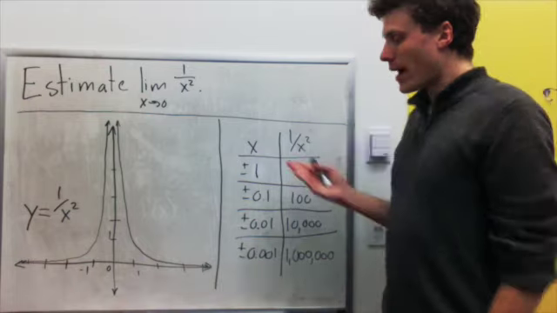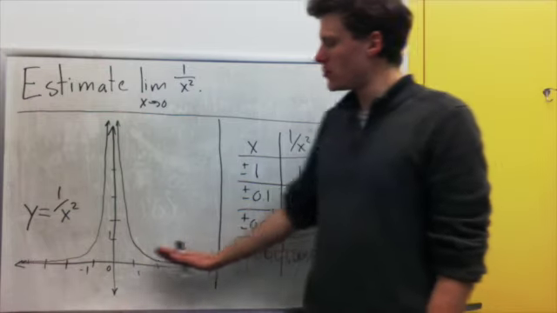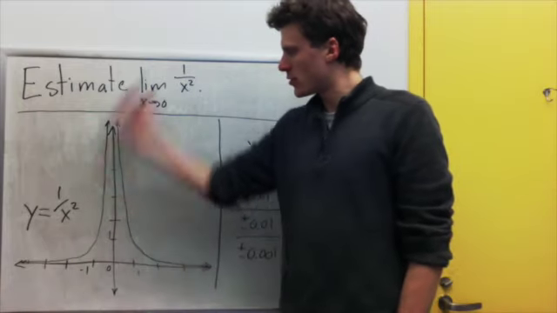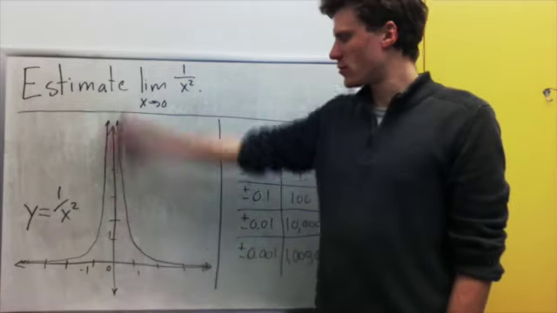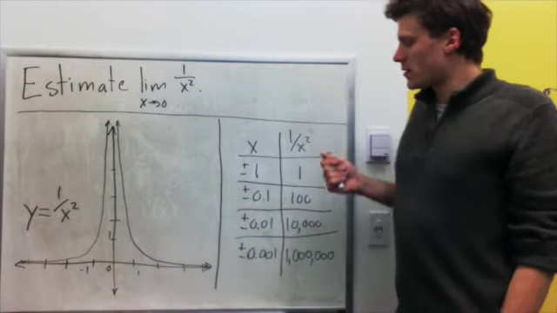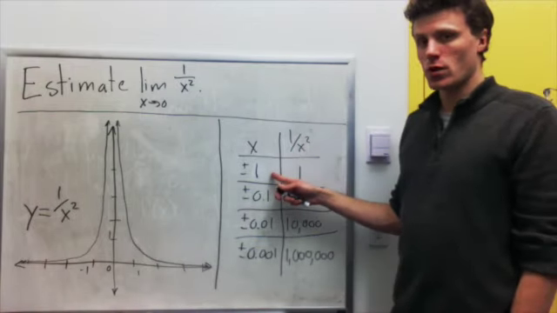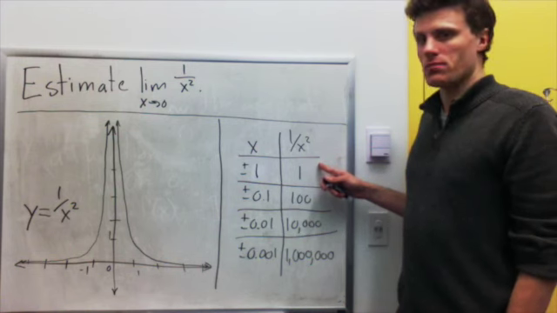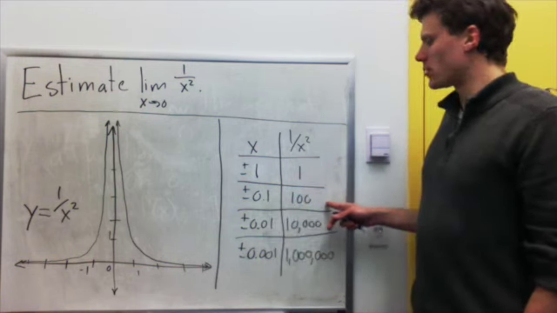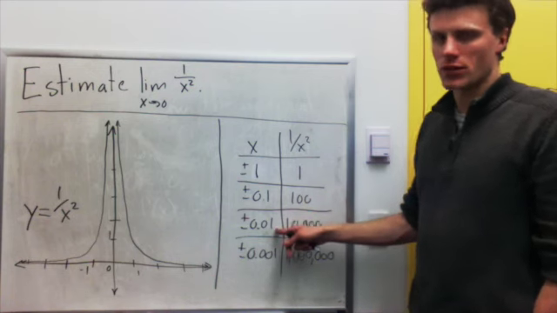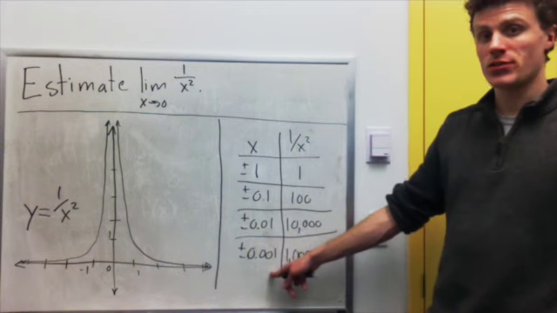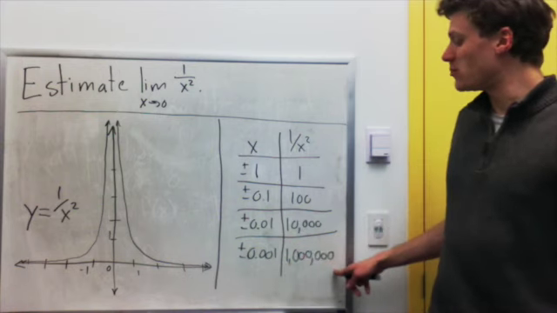What happens graphically is as we approach 0 from either the left or the right, the function just blows up. It just shoots off the graph. What happens algebraically is this. If I plug in plus or minus 1, 1 over x squared is 1. If I plug in a smaller number, plus or minus 0.1, the result is 100. I plug in plus or minus 0.01 and I get 10,000. I put in plus or minus 0.001, I get a million.